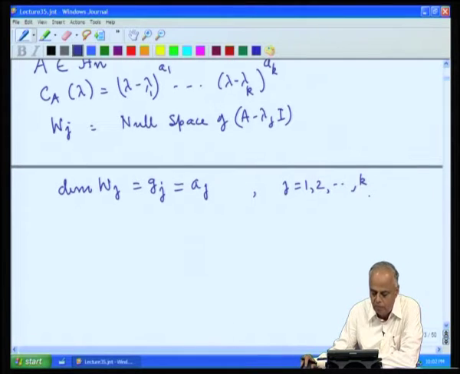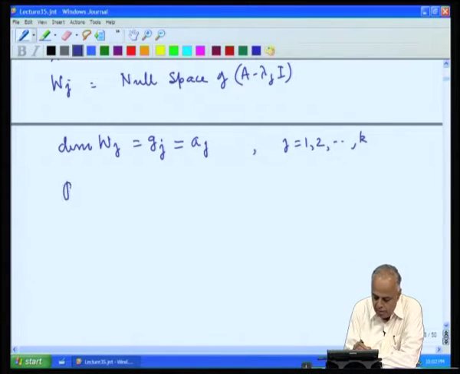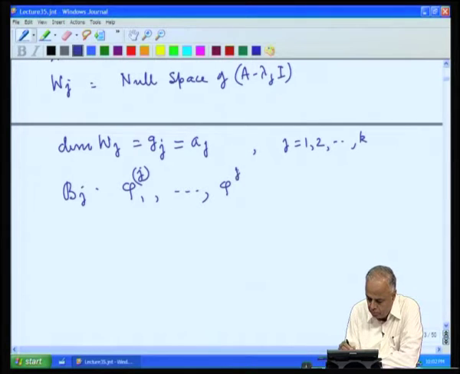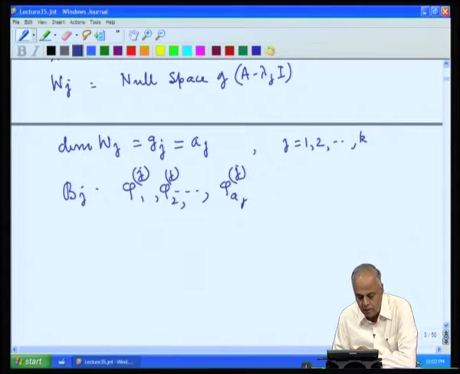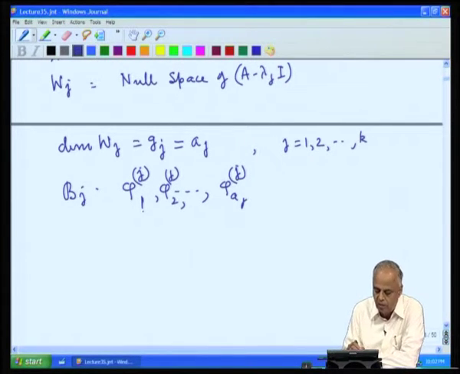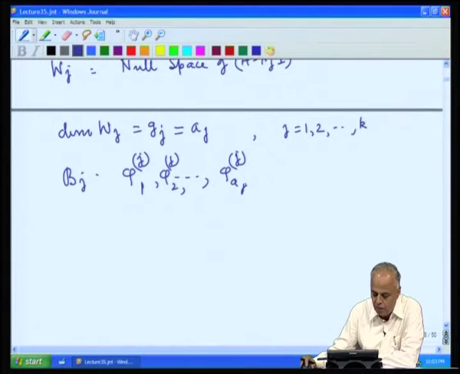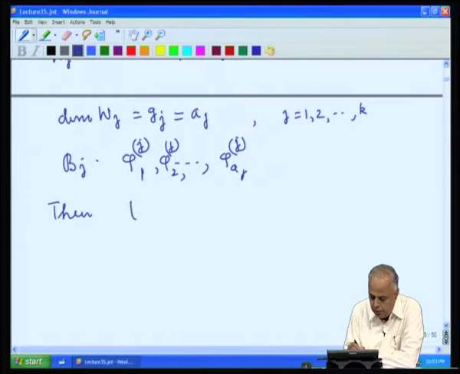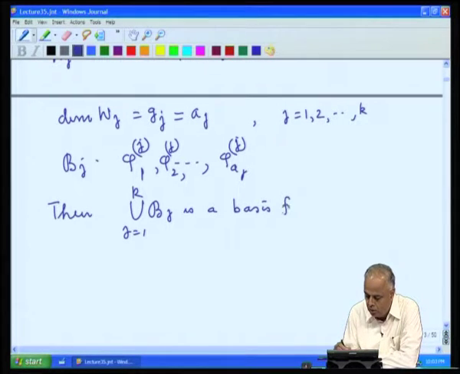Then we have W j, the null space of A minus lambda j I, which is the eigenspace corresponding to the eigenvalue lambda j, and the dimension of W j, which is the geometric multiplicity, in the case of Hermitian matrices will always be equal to the algebraic multiplicity. This is true for each j equal to 1 to k. Then we denoted by B j an orthonormal basis for the eigenspace W j. The basis vectors are phi j 1, phi j 2, up to phi j a j, the a jth basis vector for W j. Then the union of all these, j equal to 1 to k, is a basis for the whole space.